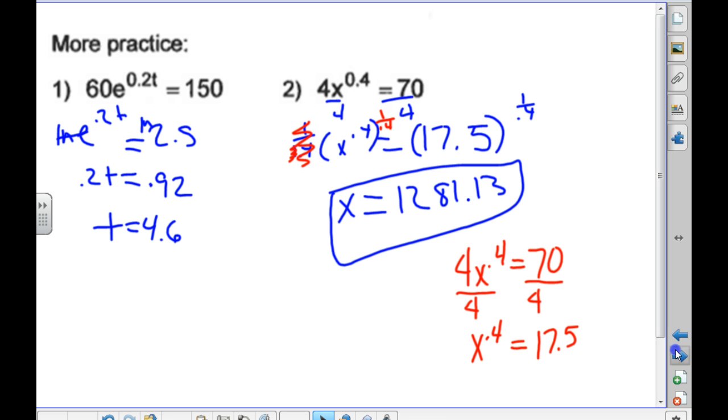And then 0.4 is the 2/5 power, so you need to do the reciprocal. So you could do the 5/2 power. We were just lazy and wrote 1 over 0.4, because 0.4 times 1 divided by 0.4 would just be 1. So then 17.5 to the 1 divided by 0.4 all up in the exponent. Or if you're using an older calculator, you would need to do it like that. Okay?